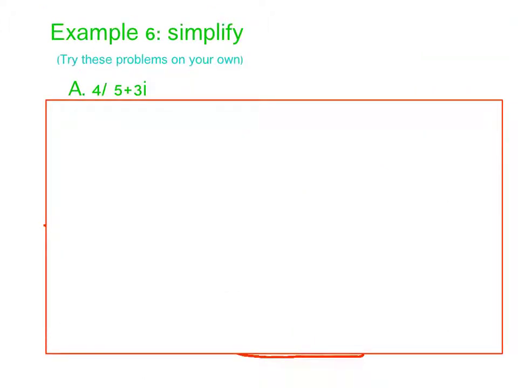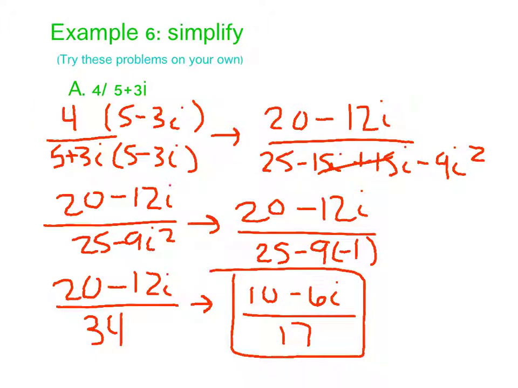Now try this problem on your own, and don't forget the steps. Then check your answers with mine. Now check your work and see if you got the right answer. I got 10 minus 6i over 17.